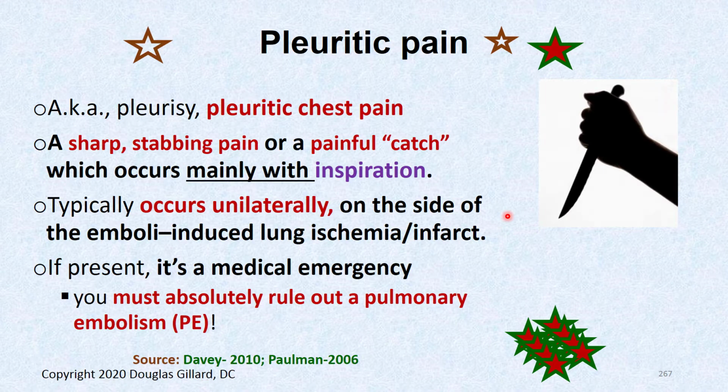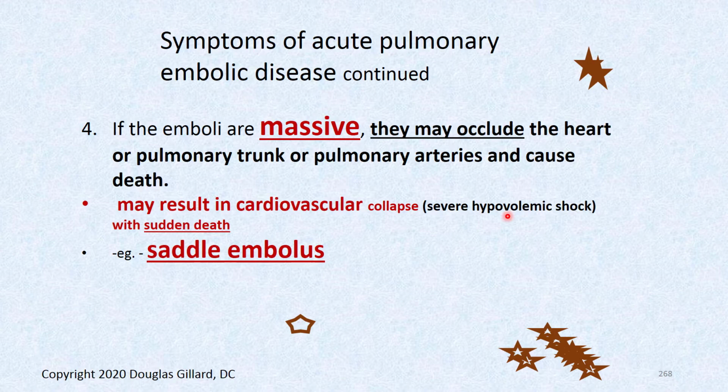Pleuritic chest pain is also called pleurisy, AKA. I should have bolded that. But it's a stabbing-like pain or a catching pain when you breathe. Really strong pain. It typically occurs unilaterally on the side of the infarct. It usually means an infarct, and it's a medical emergency. You have to go to the ER with this. There are other causes of pleuritic chest pain. We'll look at that. Pericarditis is one, but we'll hit that when the time comes.